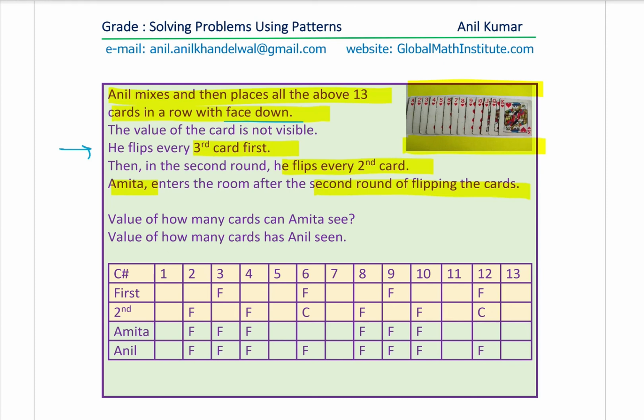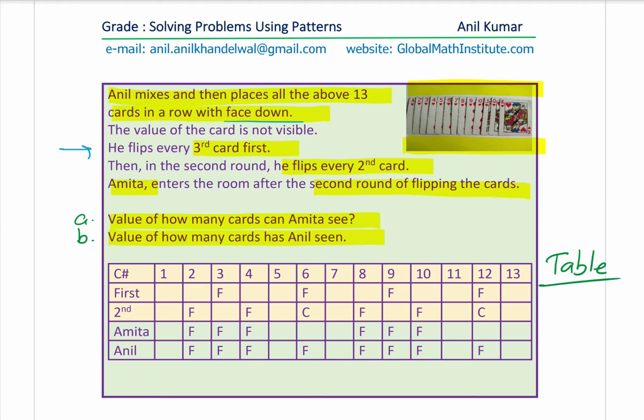Okay. Value of how many cards can Amita see and value of how many cards has Anil seen. So these are the two questions based on the scenario. You need to answer them. Okay, how do we do it? We take help of this table, and this is very useful to understand. So make a table to organize your values here.